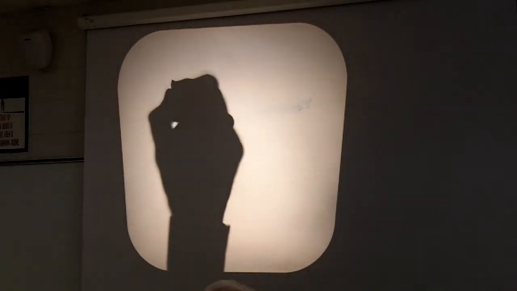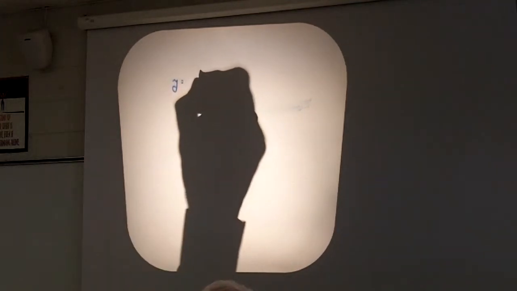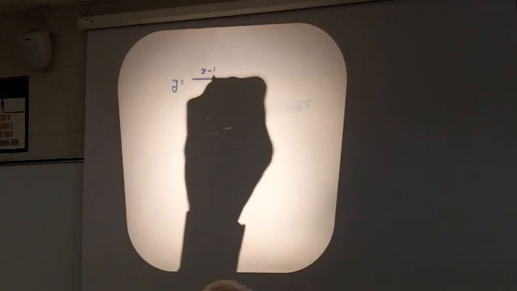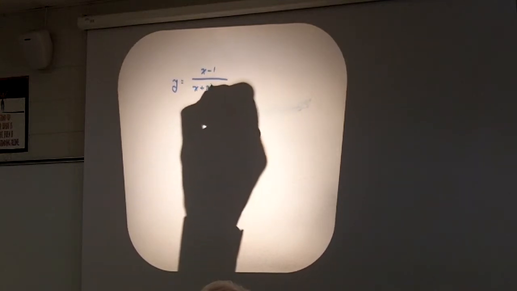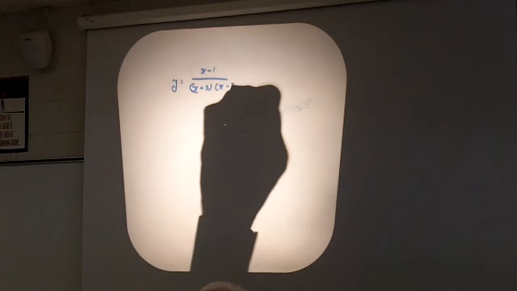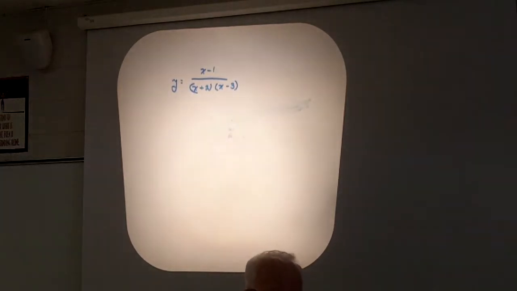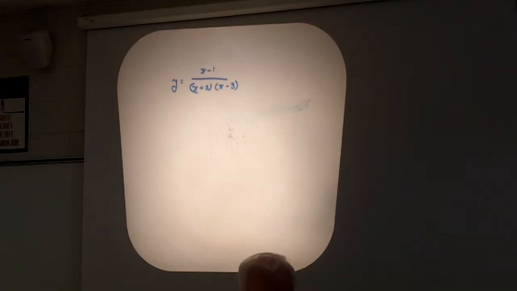I want to review with you just a little bit of what we're doing in Algebra 2 right now, because it comes into play in some of the things we do. Let's go with this equation, y equals x minus 1 all over x plus 2 times x minus 3. I'd like to have a graph of that without using a calculator. Much of what we're going to do, we're going to try to think this stuff through without calculators.